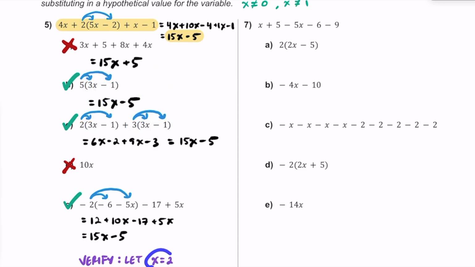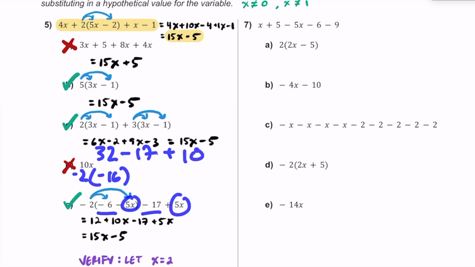Finally, if you plug in 2 here into this final expression, you're going to see what's going to happen. So 5 times 2 is 10. So we have this -6 minus 10 is going to be -16, right? So we have -16, and we also have this -2 in front. So if you multiply those, you get positive 32. And then you also have to take away the 17, and then you're going to add this 5 times 2, which is going to be 10.